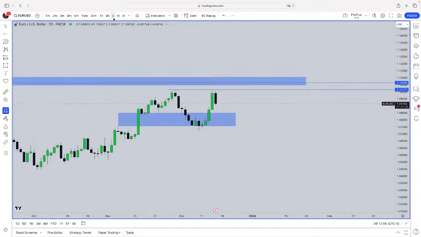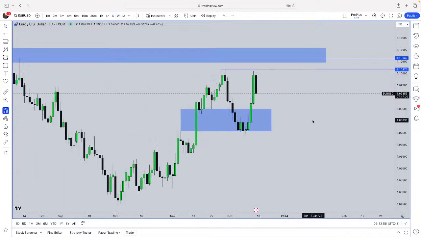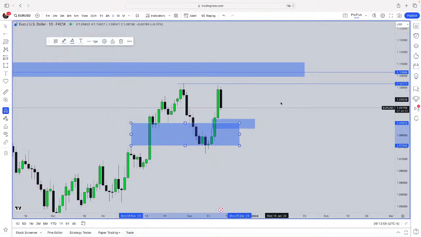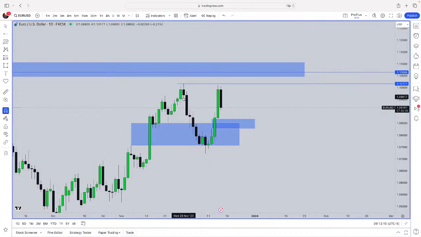And then I go down to the daily. There's inefficiency here. And then that'd be pretty much it for the daily. I would keep an eye on this as well. So keep an eye on that candle.